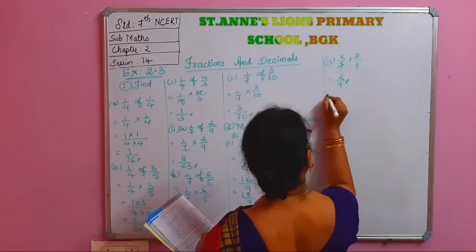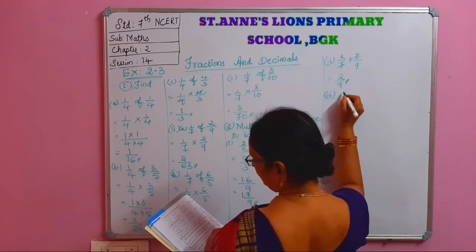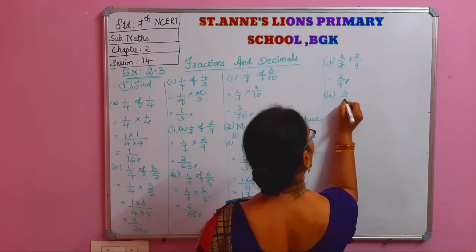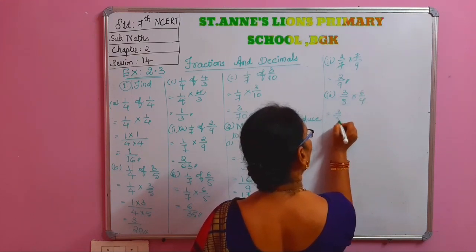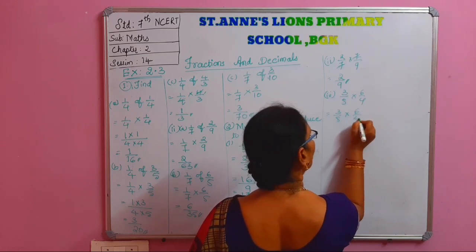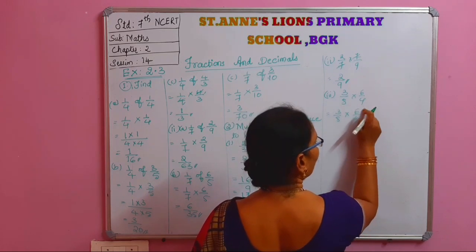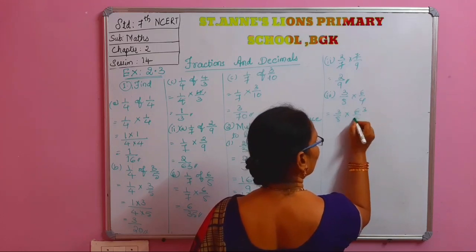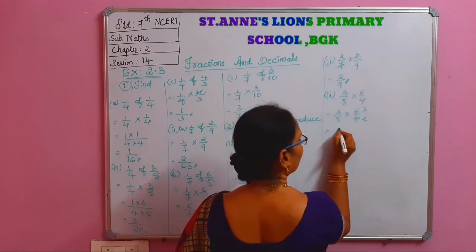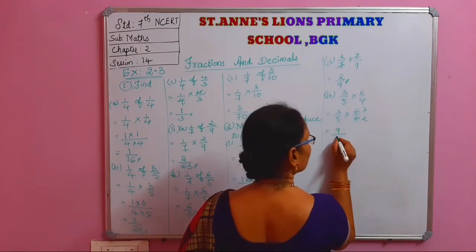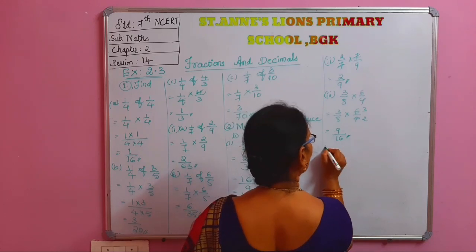Then third one. 3 by 8 into 6 by 4. See here, 3 by 8 into 6 by 4. Here we can cancel. 2 3s are 6, 2 2s are 4. Okay now, 3 3s are 9, 8 2s are 16. We cannot cancel here. This will be the answer.